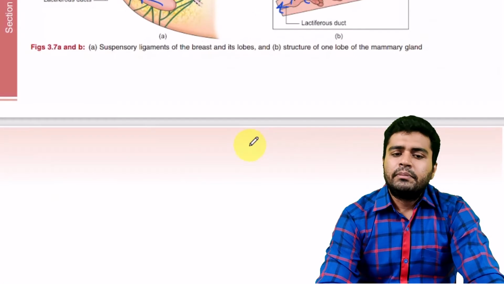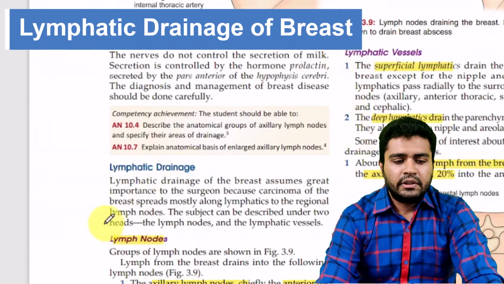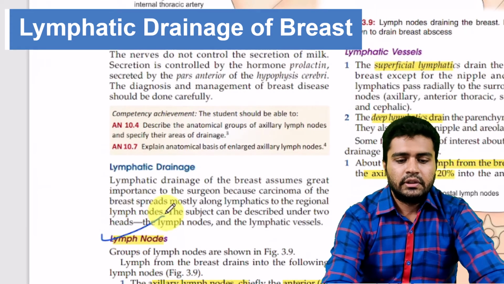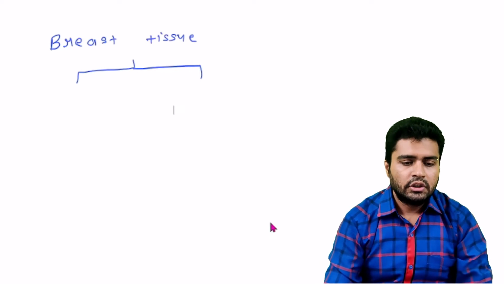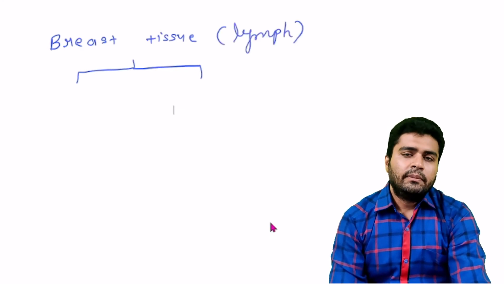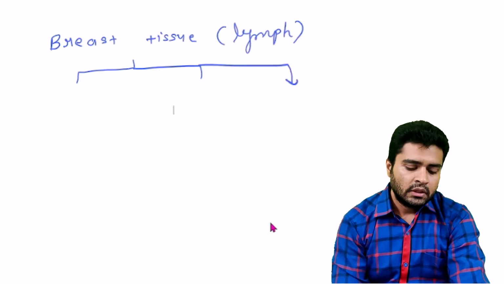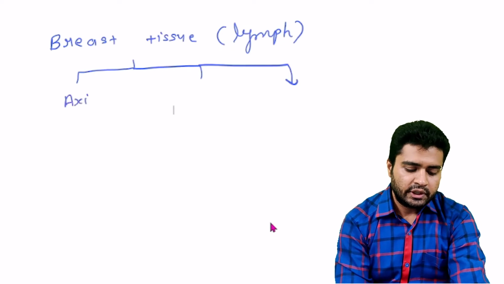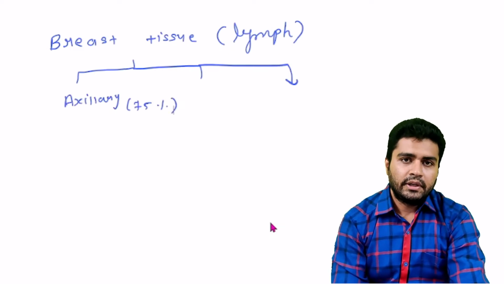Now what is the lymphatic drainage of the breast tissue? To remember the lymphatic drainage of the breast tissue, what will we see? How is the breast tissue drained by the lymph? We will divide the lymphatic drainage into three parts. The most important part is the axillary group of lymph nodes. This axillary group drains 75% of the lymphatic drainage.